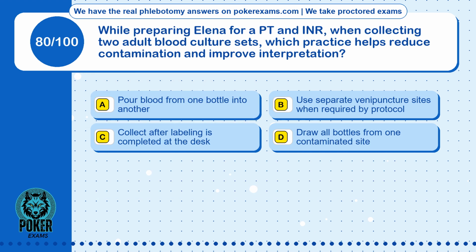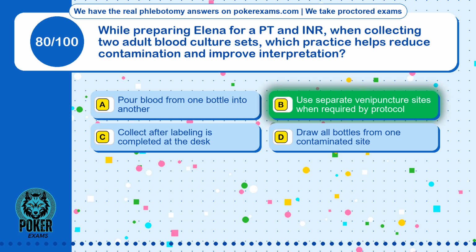Question 80. While preparing for a patient, when collecting 2 adult blood culture sets, which practice helps reduce contamination and improve interpretation? Option A. Pour blood from one bottle into another. Option B. Use separate venipuncture sites when required by protocol. Option C. Collect after labeling is completed at the desk. Option D. Draw all bottles from one contaminated site.